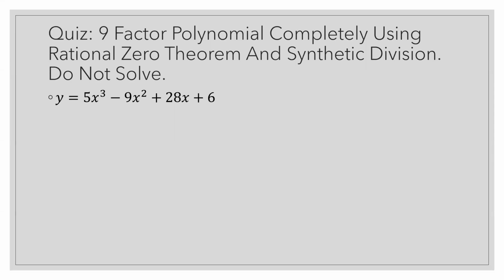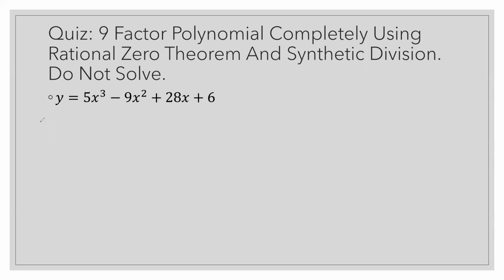Hello, in this video I will go over quiz 9, factoring using rational zero theorem and synthetic division. It says factor the polynomial completely using rational zero theorem and synthetic division. Do not solve. So, we have y equals 5x cubed minus 9x squared plus 28x plus 6.